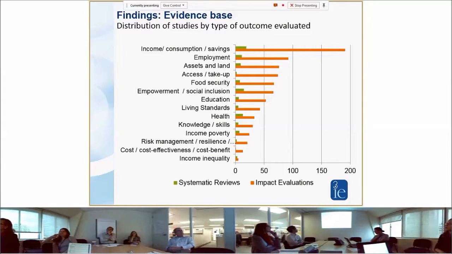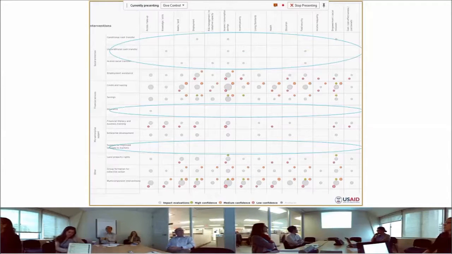In terms of outcomes, a very great proportion of the studies report some outcomes on either income, consumption and savings, employment, asset and land acquisition, and some intermediate outcomes such as access to the intervention or take-up of the intervention. But very surprisingly, even though there is a huge number of studies looking at income and consumption, very few of those studies then actually go and measure whether people escaped poverty, which is quite surprising because a lot of these programs are intended to help people sustainably escape poverty.